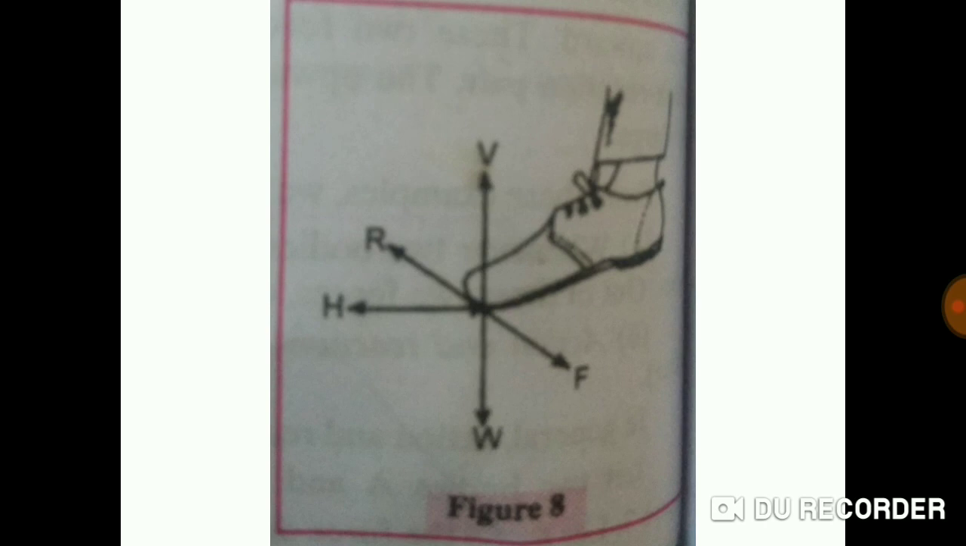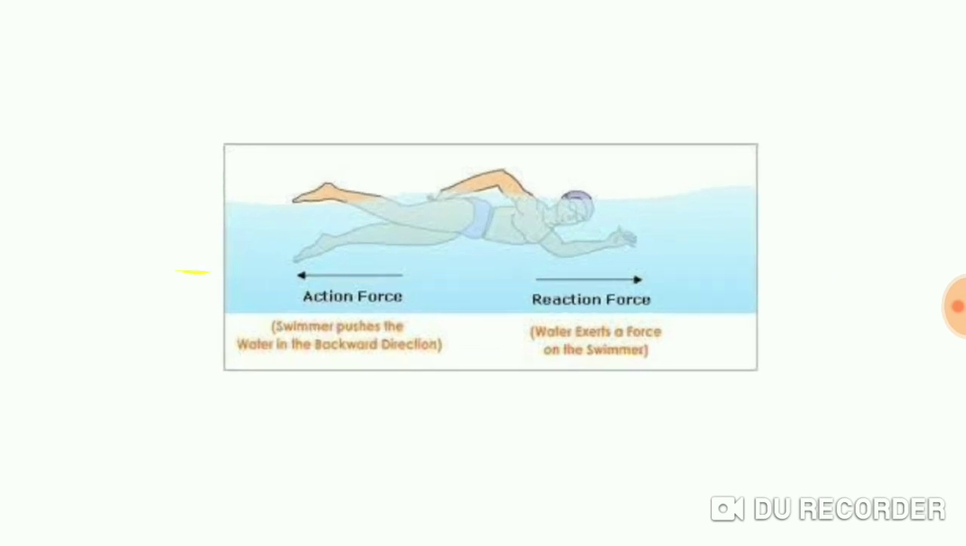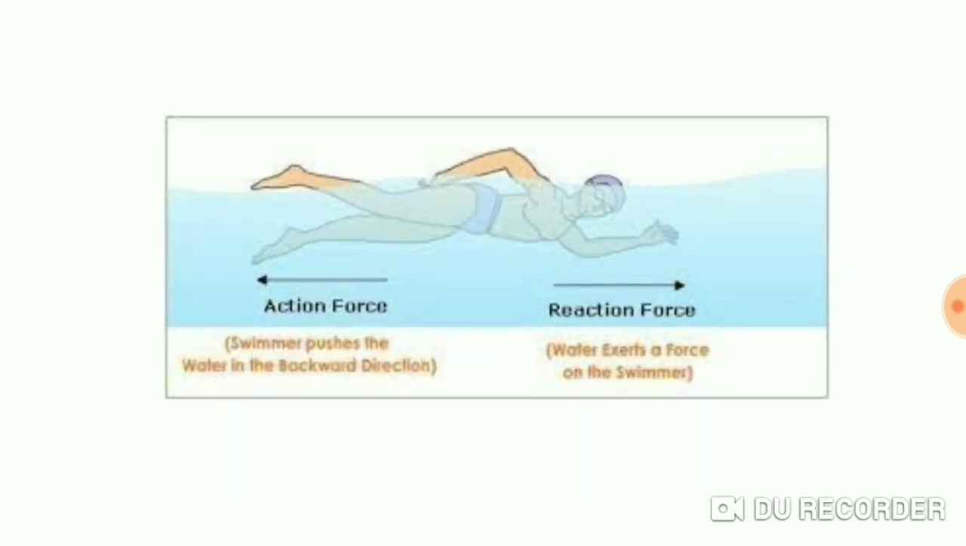Now here the earth also moves backward when the foot of the man presses it, but the motion of the earth is so small that we cannot detect it. This is because the mass of the earth is very large, and hence the acceleration produced in it due to the force of push is negligible. That is very small.